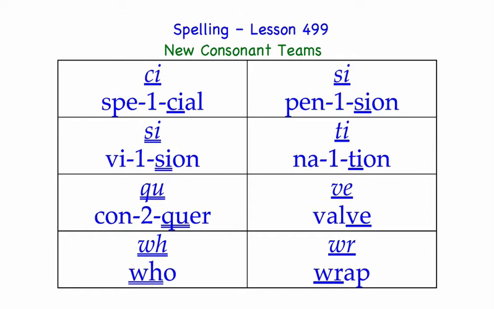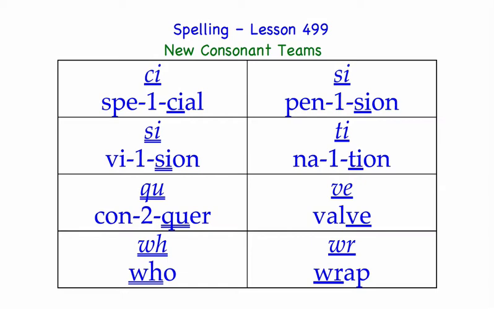This is lesson 499. This is a spelling dictation lesson. I will dictate words that contain the consonant teams that you see on the screen right now. CI, SI, and TI all represent the same sound, sh. When CI, SI, and TI appear as the first two letters in any syllable after the first syllable in a word, normally they will represent a consonant team and represent the sound sh.